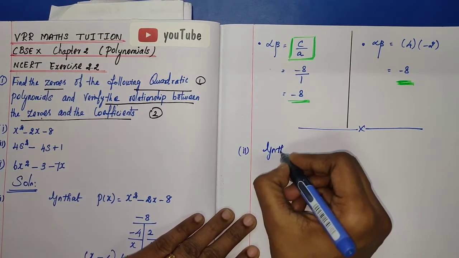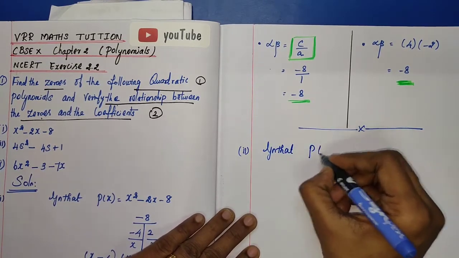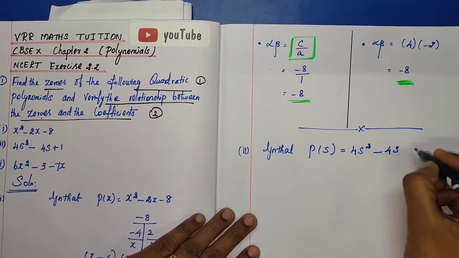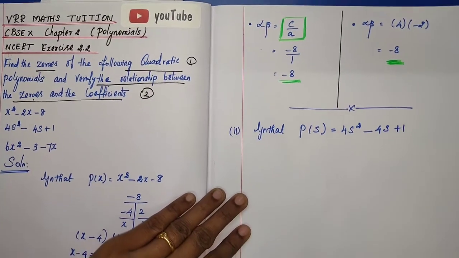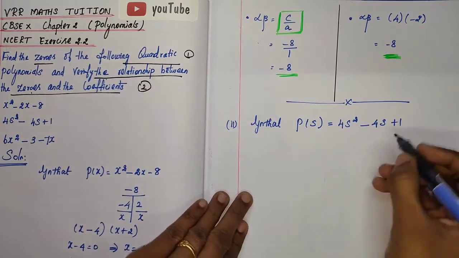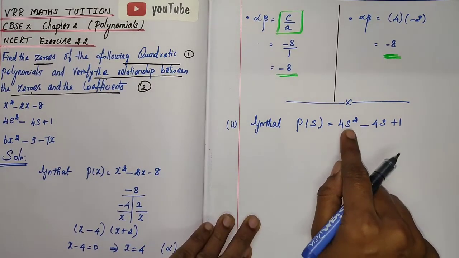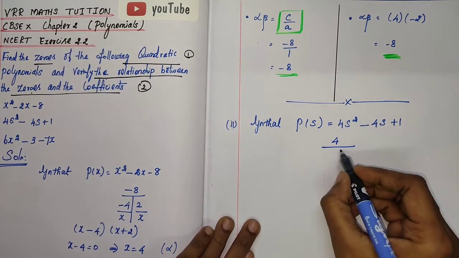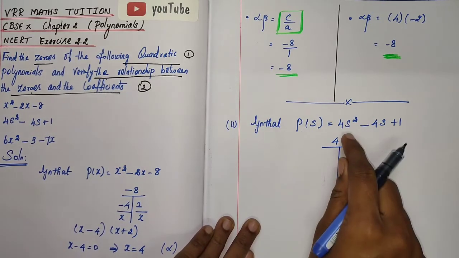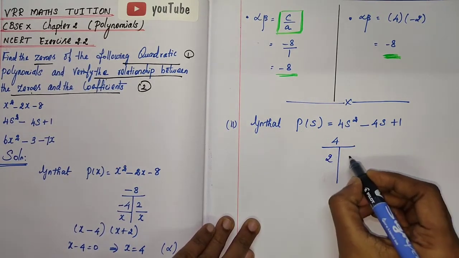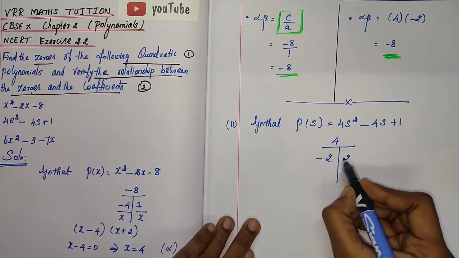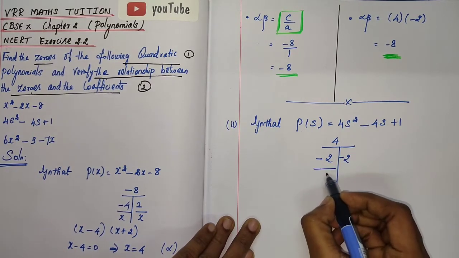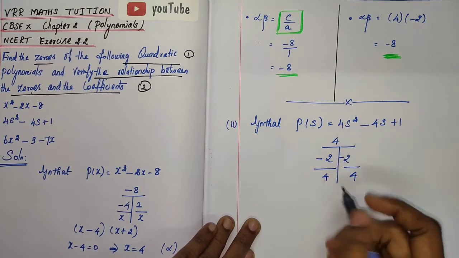Given that the polynomial is p of s equals 4s square minus 4s plus 1. First let us calculate the zeros. The s square coefficient is 4 and the constant is 1, multiplying gives 4. The multiplication should be 4, so 2 2s are 4. If we put a minus sign on both, the product is plus 4 and the addition is minus 4. We put the coefficient 4 below as the denominator.